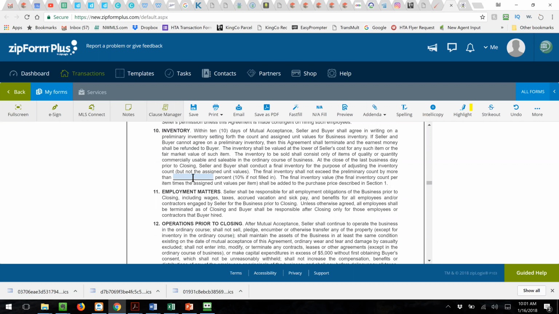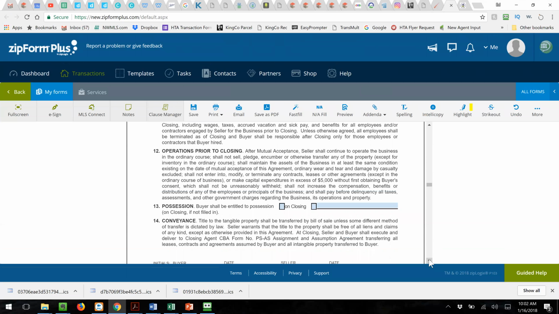Right? Within 10 days of mutual, seller and buyer shall agree in writing on a preliminary inventory setting forth the count and assigned unit values of business inventory. So, hey, Jackie, it depends on what they have, right? A good analogy would be like a restaurant. Today what they have in inventory is going to be different from what they have in the closing days. So we have to pick a day and say, okay, this is the inventory, and we all agree that that's what's being transferred. So depending on the nature of the business and what they have, you're going to do the same thing, potentially.